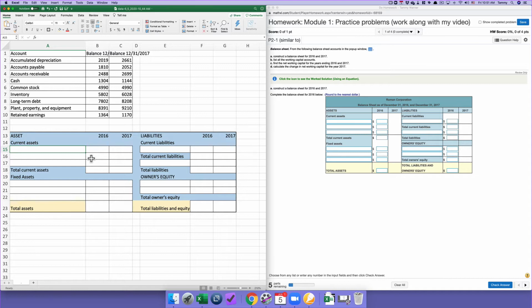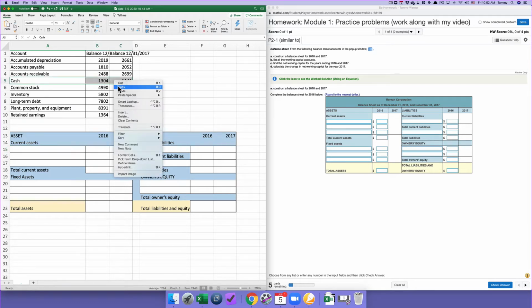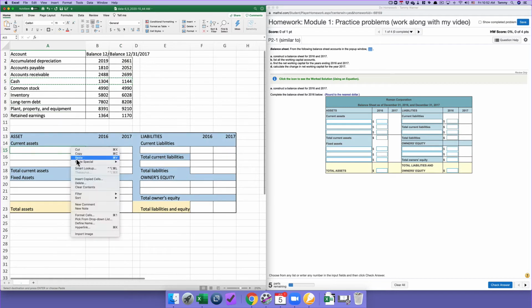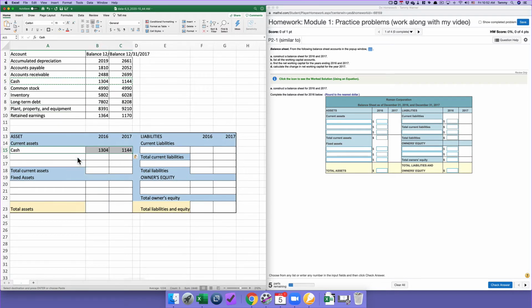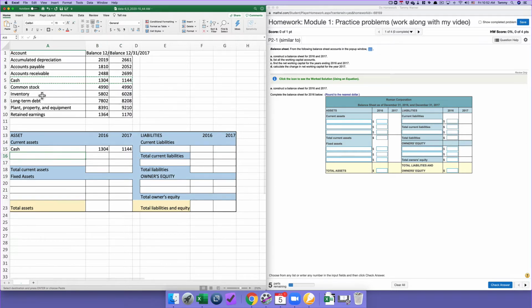So let's go ahead, actually, and start grabbing these. So we can take, let's see, current assets. So that's cash. If you just copy those 3 columns, it should just go right in. Yeah. And what else is a current asset? Inventory. Is there accounts receivable?